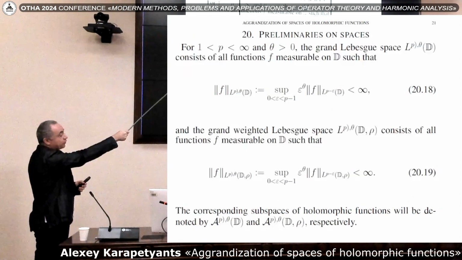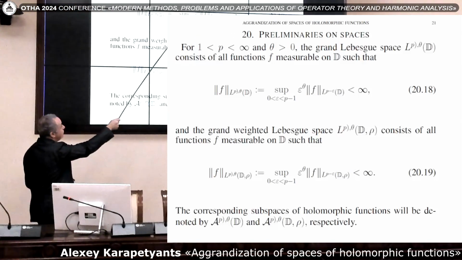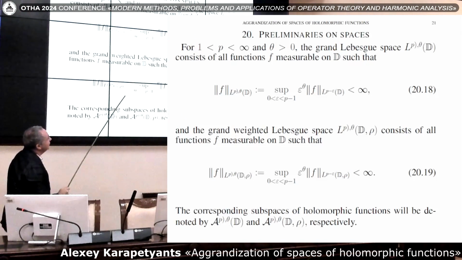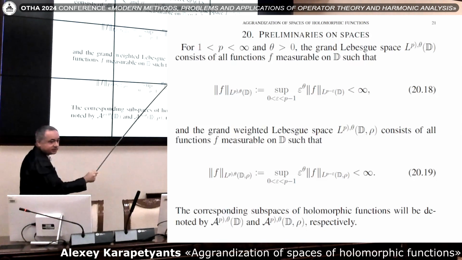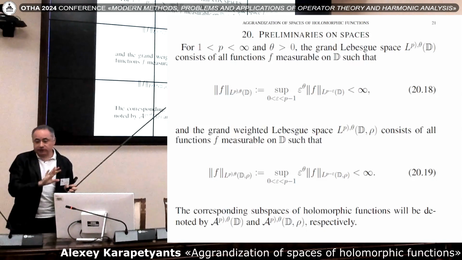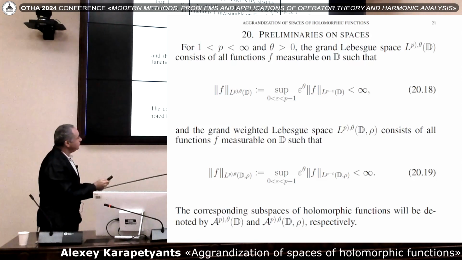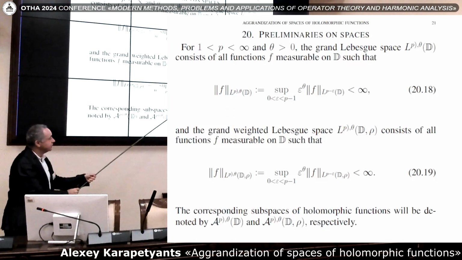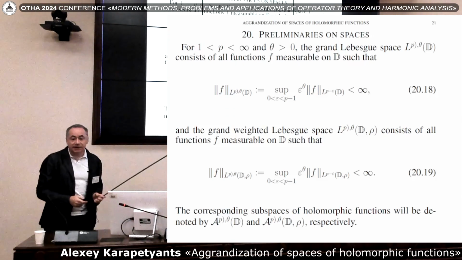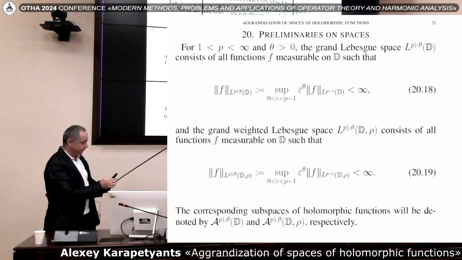These definitions for the classical grand construction are still classical. You take the supremum of the p minus epsilon norm in the weighted space, nothing else. The classical understanding of grand space. And we call A_p theta and P theta with rho the corresponding subspaces of holomorphic functions, the intersection with holomorphic functions.